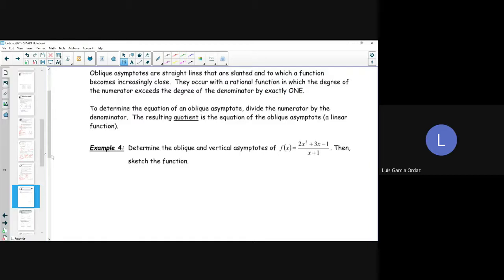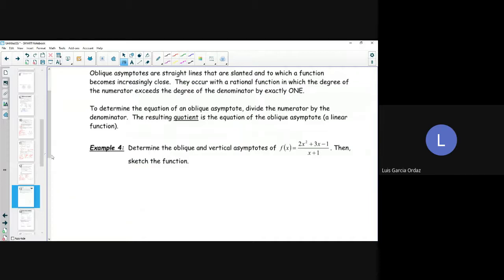They occur with a rational function in which the degree of the numerator exceeds the degree of the denominator by exactly 1. Okay? To determine the equation of an oblique asymptote, divide the numerator by the denominator. The resulting quotient is the equation of the oblique asymptote, so a linear function. So we're basically using synthetic division. So we want to determine the oblique and vertical asymptotes of f of x is equal to 2x squared plus 3x minus 1 over x plus 1.